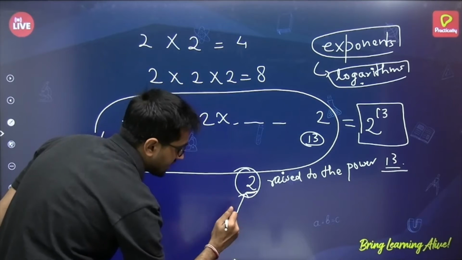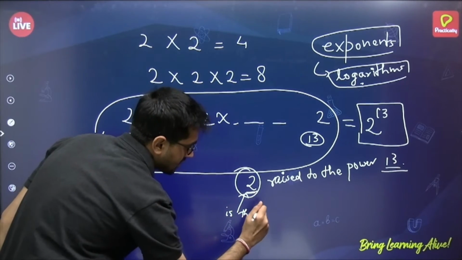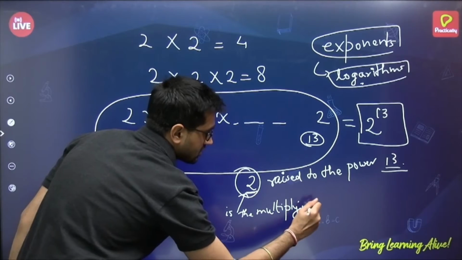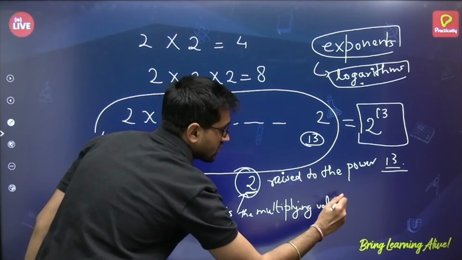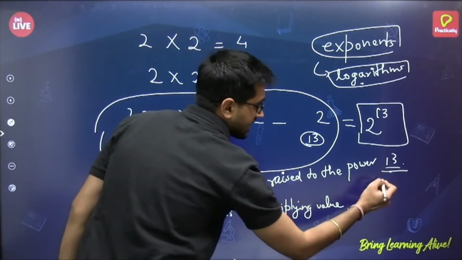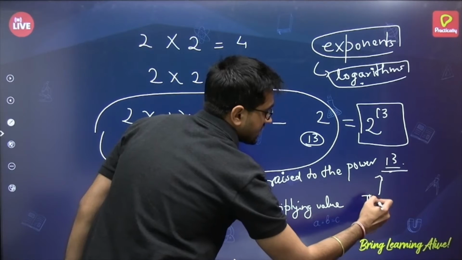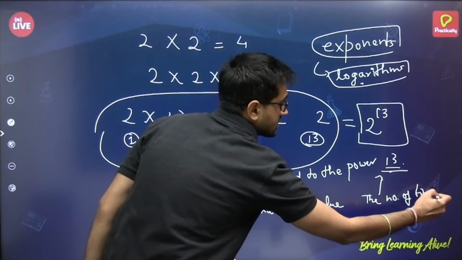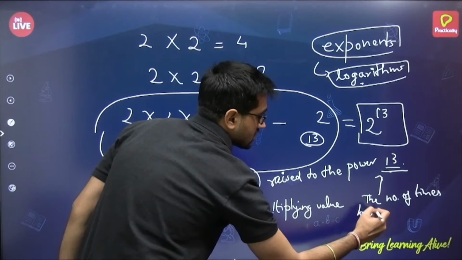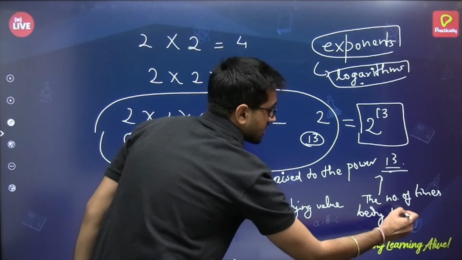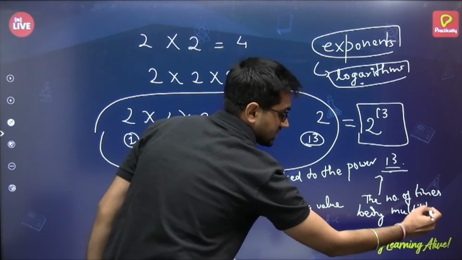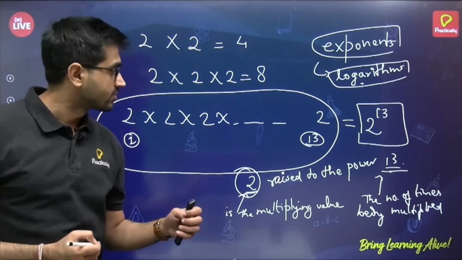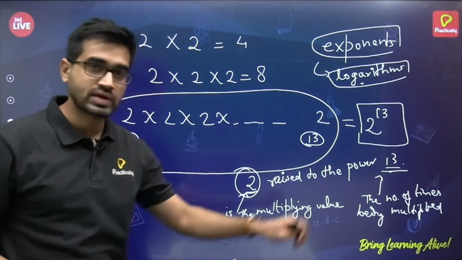So this is the multiplying value, while this is the number of times being multiplied. Simple and easy. Now, what happens? You write 2 to the power 13.